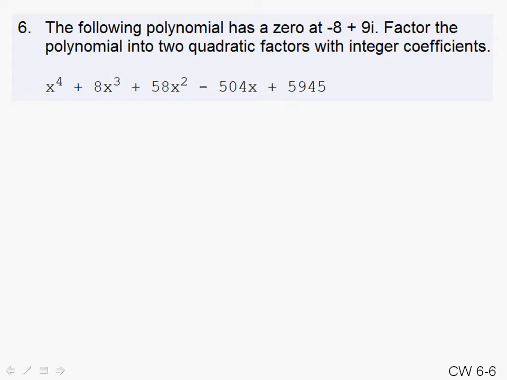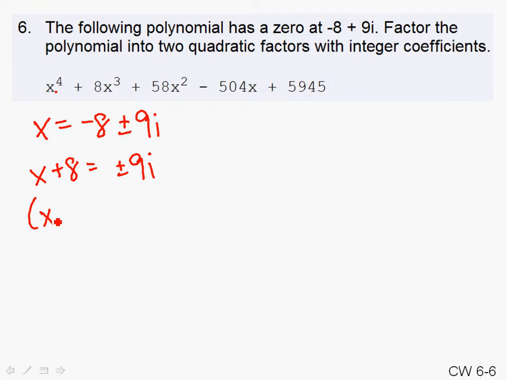Okay, the first step is to identify the quadratic factor that uses -8 plus or minus 9i. So we're going to add 8 to each side, so x plus 8 equals plus or minus 9i. If we square both sides, x plus 8 squared has to equal 9i squared.